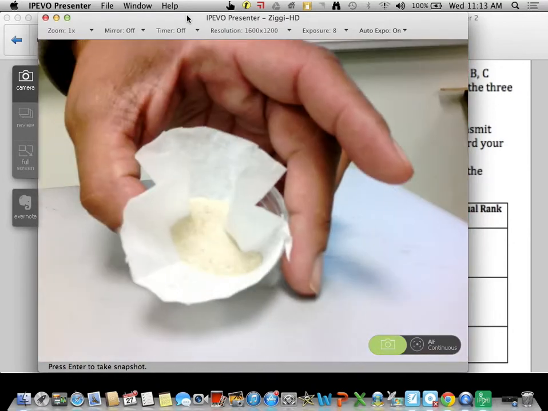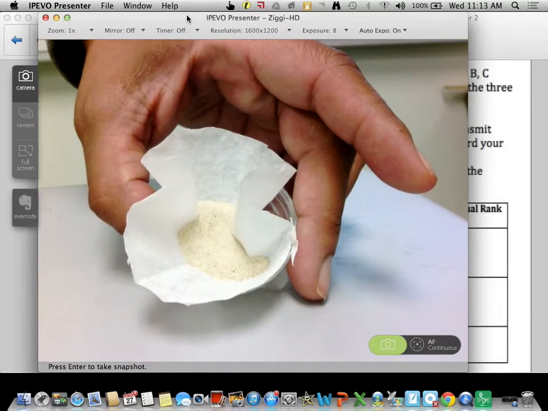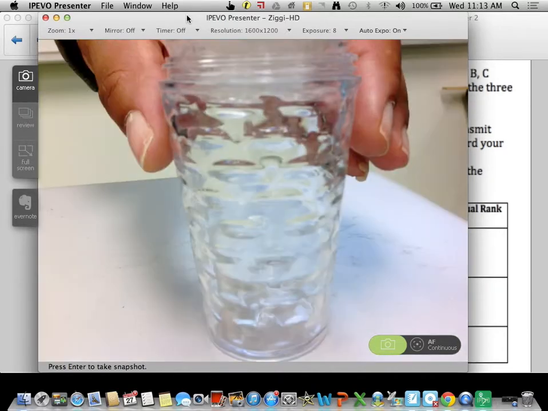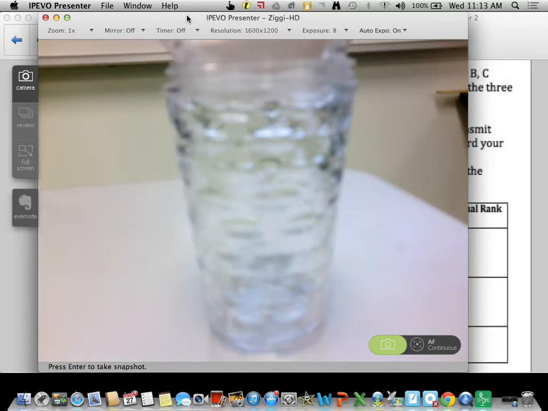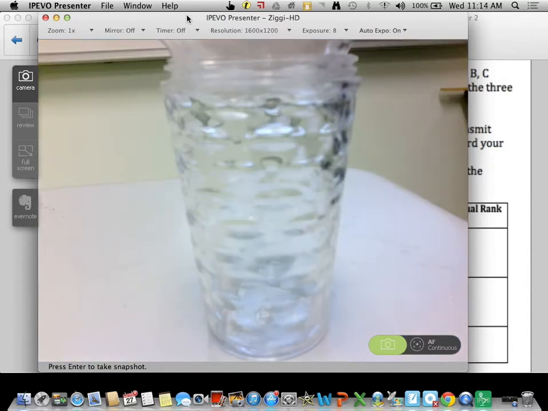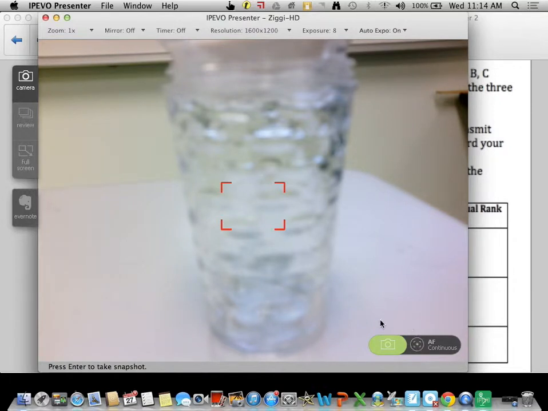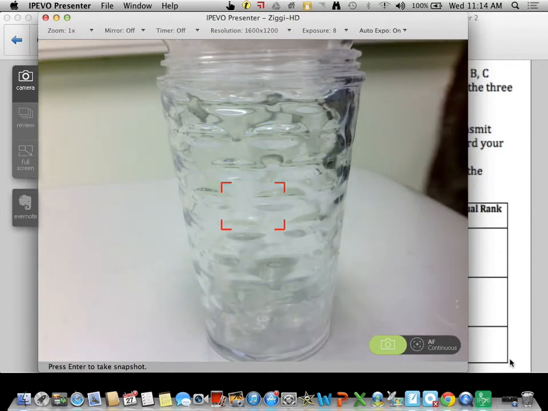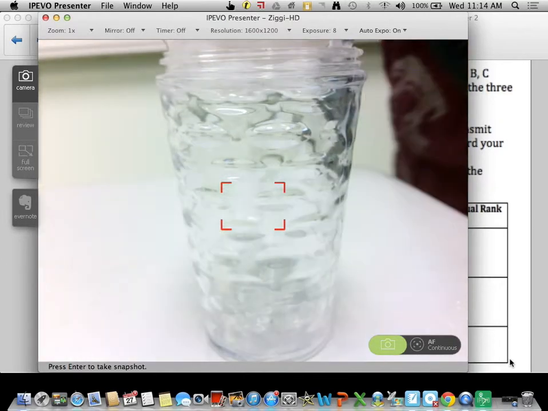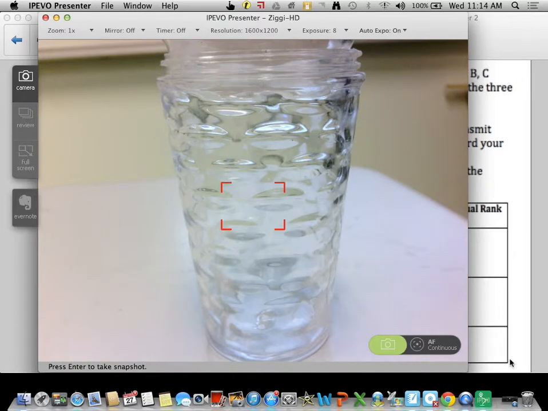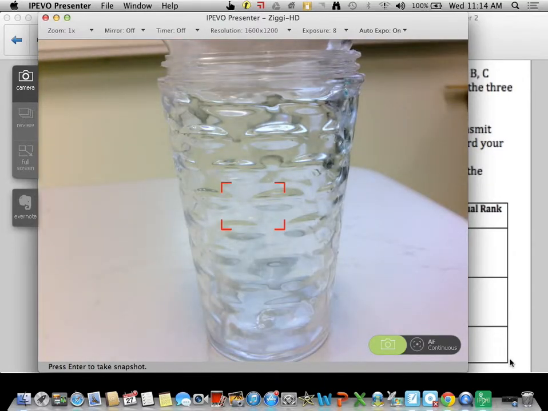Here's the sand in the container there. So I'm placing the sand on top of the container like so. It'll focus in just a moment. And we're going to watch the water drip down through the sand. Give it a moment to autofocus. Okay, that's good. All right, so let me get the water ready.